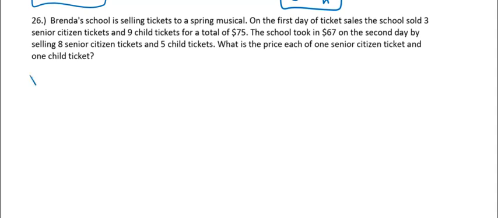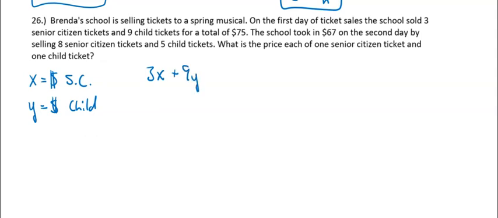So the thing I don't know is the price of each. So I'm going to call it X for the price of the senior citizen tickets. And I'm going to say Y is the price of the child tickets. Okay. And so that first day breaks down like this. It says there's 3 of the senior citizen tickets plus 9 of the child tickets equals $75. And normally I would pick better variables here. But for senior citizen, I didn't want to use S because it looks too much like a 5 sometimes. So pick variables typically that make sense or that are easy to work with.